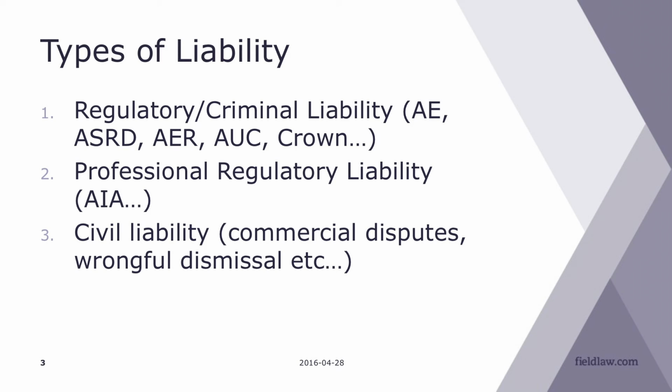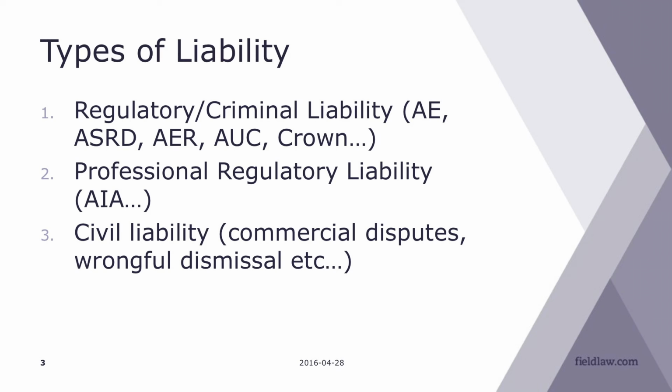So there's three main types of liability I want to highlight for you. The first is regulatory or criminal liability. Liability is not the exact right word for this, but it would be legal liability that arises in the context of, for example, criminal charges brought by the Crown, or liability that arises as a result of committing an offense under a regulatory statute. So those are the statutes administered by Sustainable Resource Development, the Alberta Energy Regulator, Utilities Commission, for example.